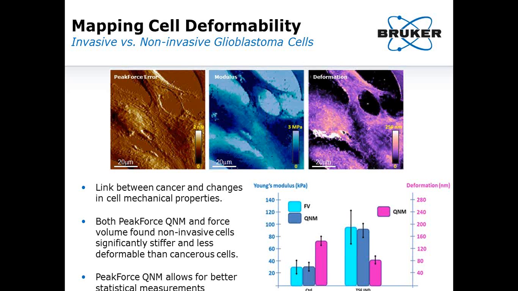Glioblastoma is the most aggressive and common form of malignant brain cancer and is one of the most difficult forms of cancer to treat because the tumor cells are resistant to available therapies and because there are few drugs that are capable of crossing the blood-brain barrier to act on the tumor.